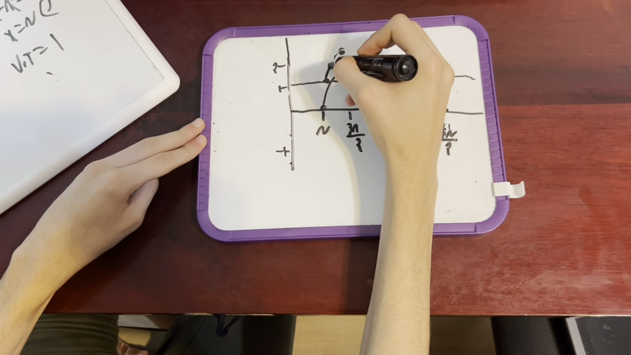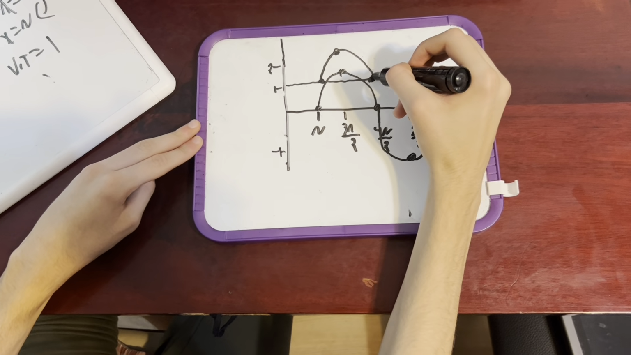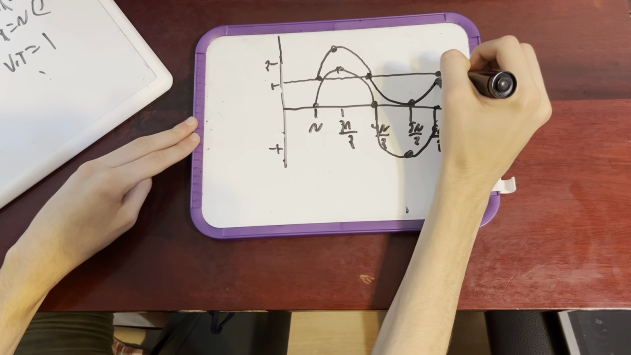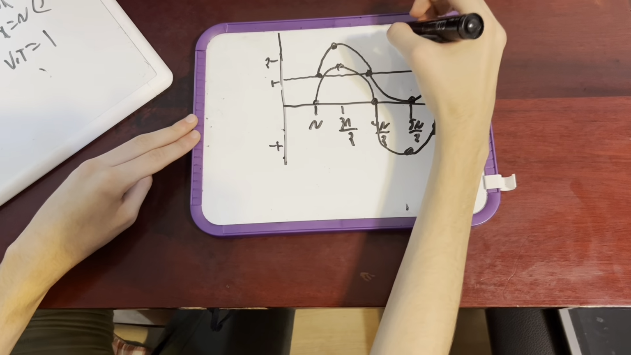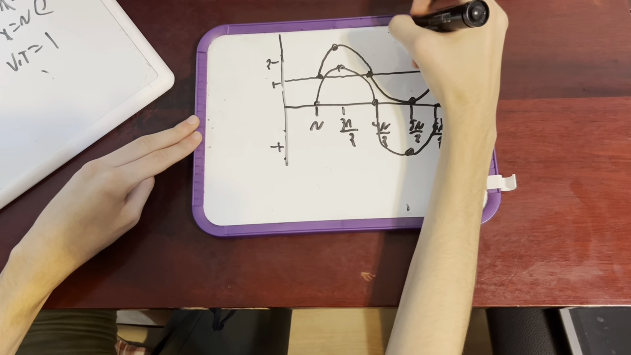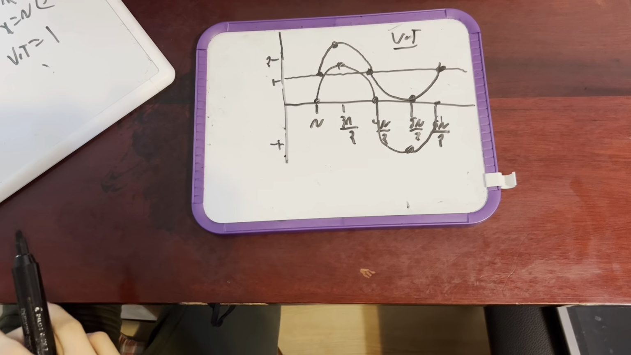Make sure you have a ruler if you want during exam. And then our minimum is now here. And this is how our graph looked with that vertical translation. This would be our new graph, right?